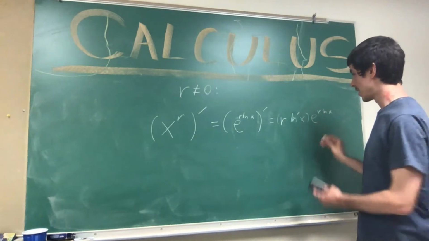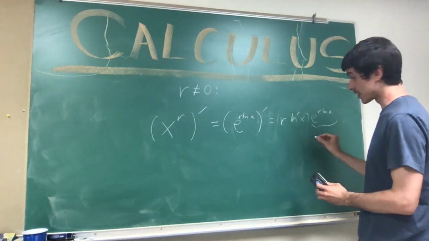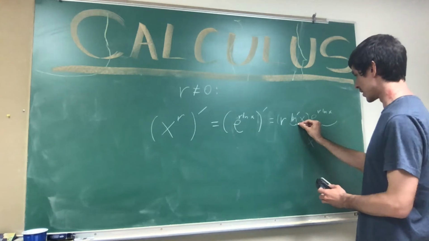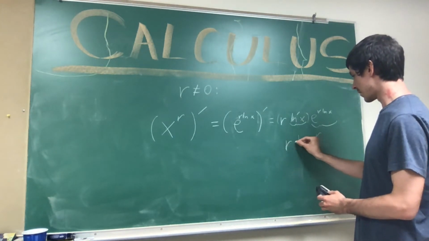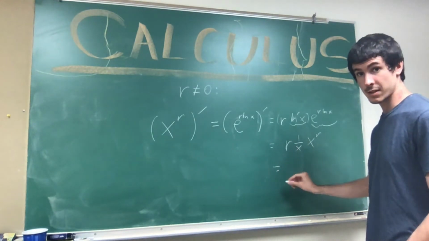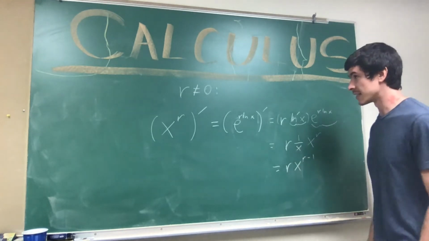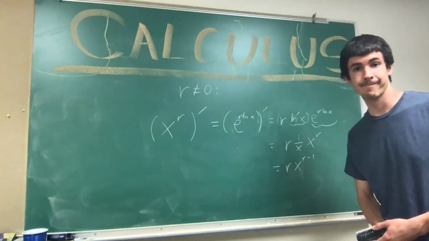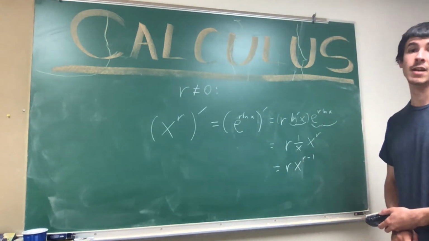But this expression, as we said before, this is just x to the r. And this is just 1 over x. So we get r times 1 over x times x to the r. And then this equals r times x to the r minus 1. And so now we have the power rule for arbitrary real values. So there it is. This works for fractional powers, works for irrational powers.